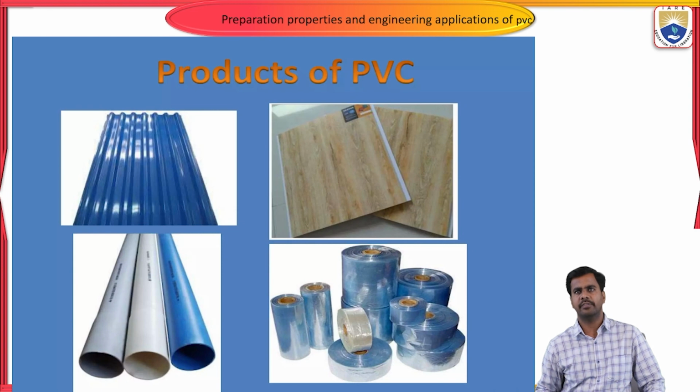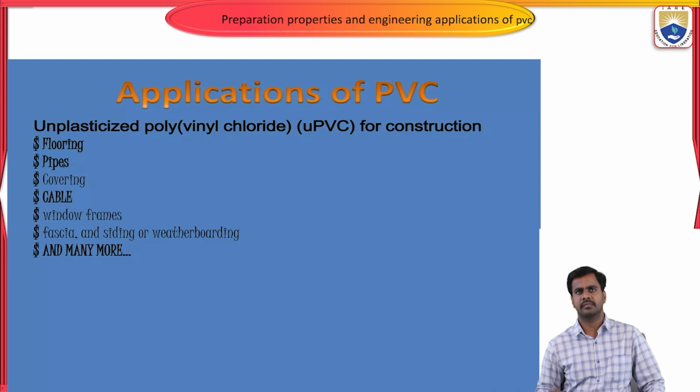These are some products of PVC. Pipes, sheets, and some plasters. So some advanced applications of PVC, that is unplasticized polyvinyl chloride, that is UPVC. Common name is UPVC for construction.